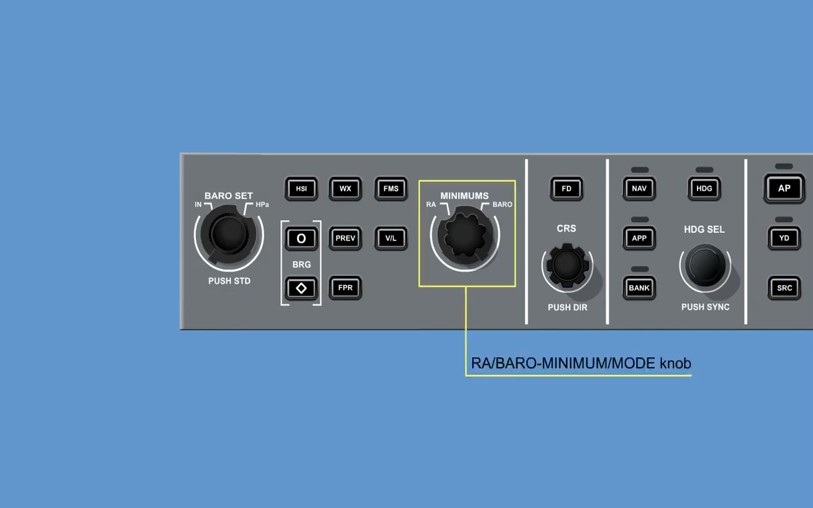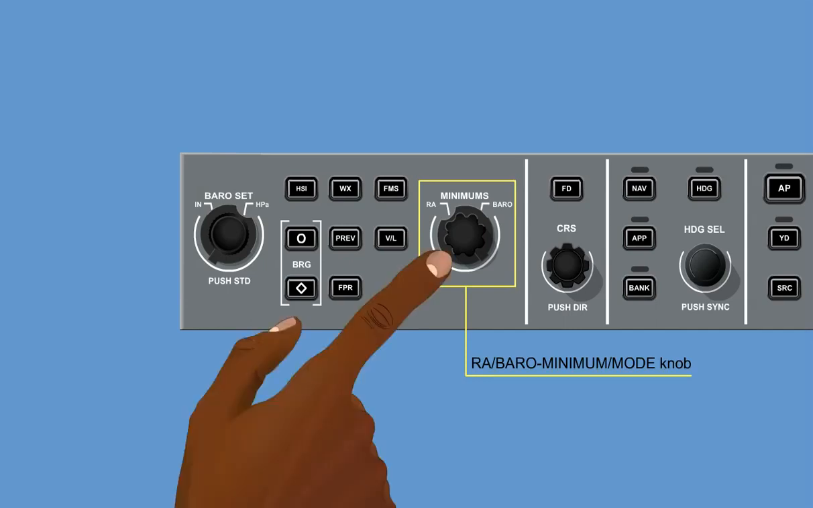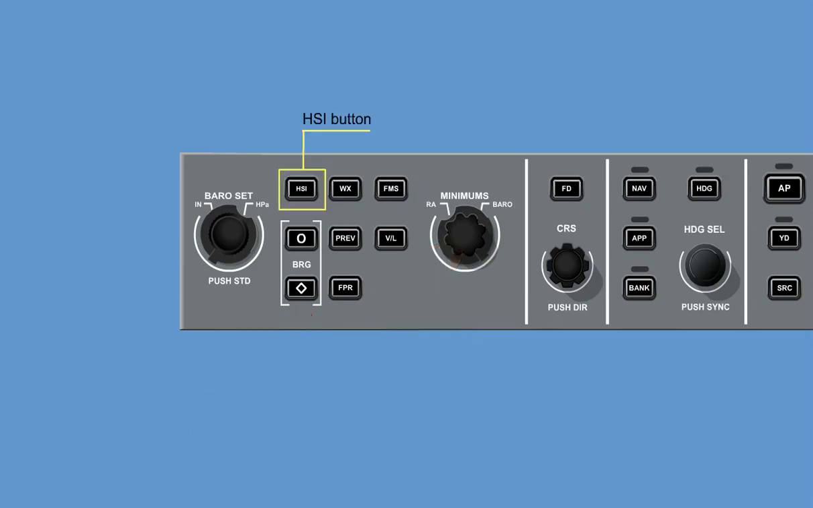The combined RA baro minimum mode knob has 2 functions. The outer knob selects the source, either barometric or from the radar altimeter system, and the inner knob, when turned clockwise, increases the decision height. The HSI button toggles between full HSI and partial compass arc displays. The WX button selects weather data for display.